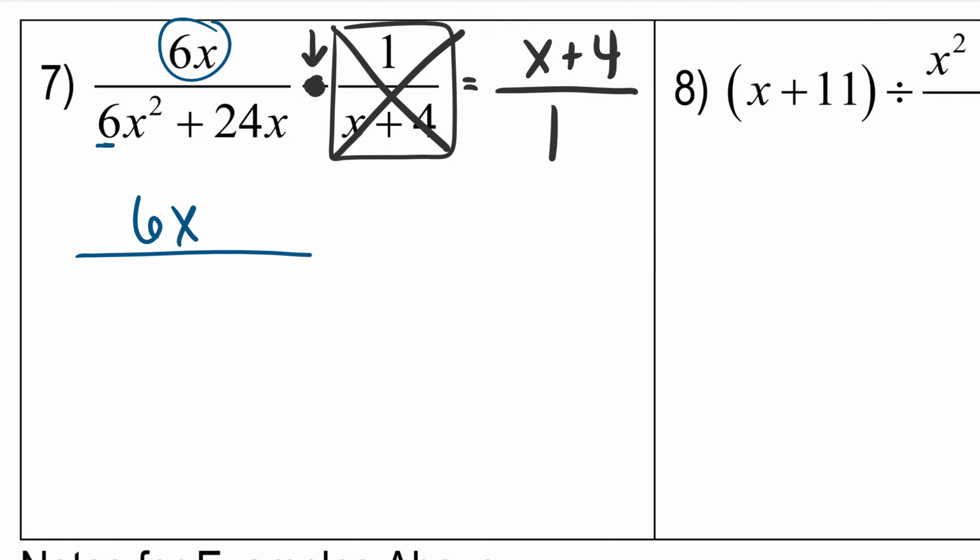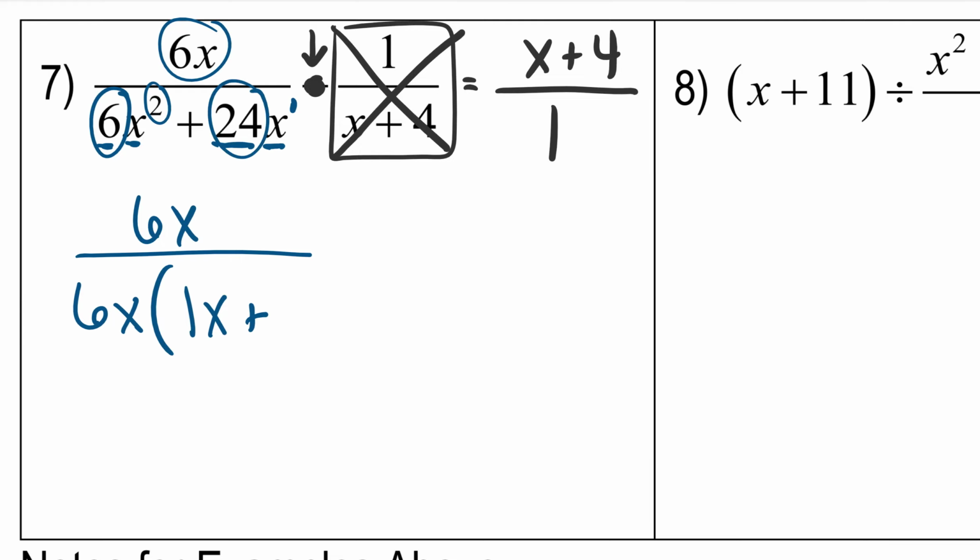I can divide 6 and 24 by 6. I have an x in each term, so I can take out an x. My smallest exponent is 1. Okay, so I do 6 divided by 6 is 1. 2x's minus 1x is 1x. And then 24 divided by 6 is 4. 1x minus 1x is no x's.